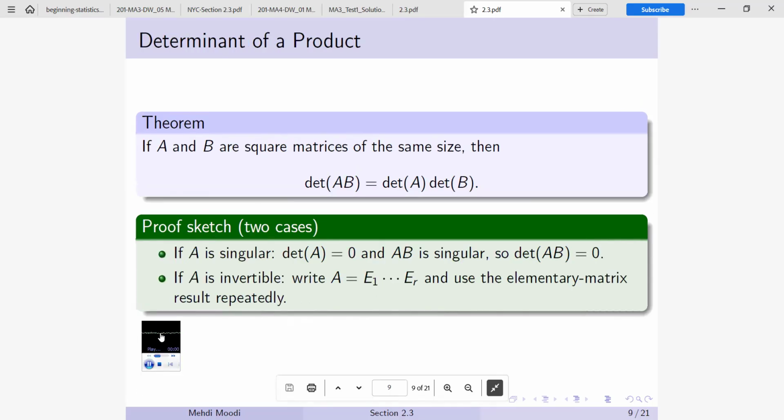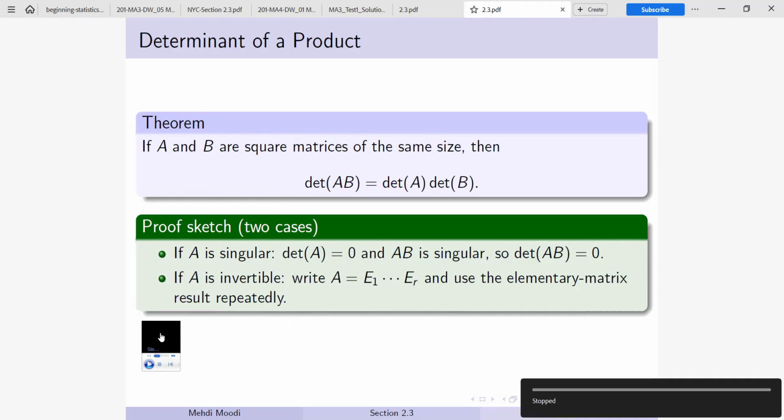The proof is basically, if A breaks the space, then AB is broken too. If A is invertible, it is built from elementary moves, and determinants multiply nicely through those moves. It's like saying, if your first domino falls, the whole chain obeys the same physics.